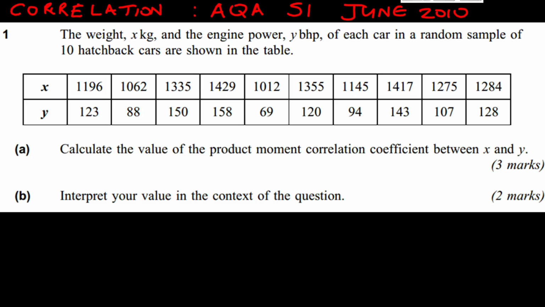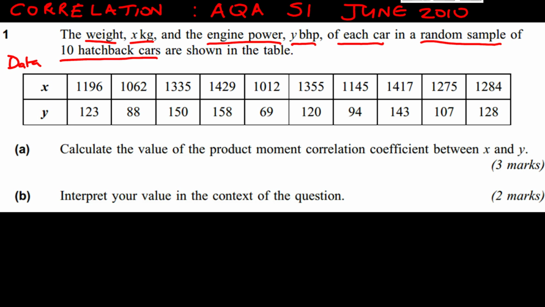Hello, this is a demonstration of a correlation question from the AQA S1 syllabus, and I'm going to use the June 2010 question 1 as a demonstration. The first thing that we do in any question is sit down and read it. First paragraph: the weight, x kilograms, and the engine power, y brake horsepower, of each car in a random sample of 10 hatchback cars are shown in the table. So here's the table below, and that's our data.